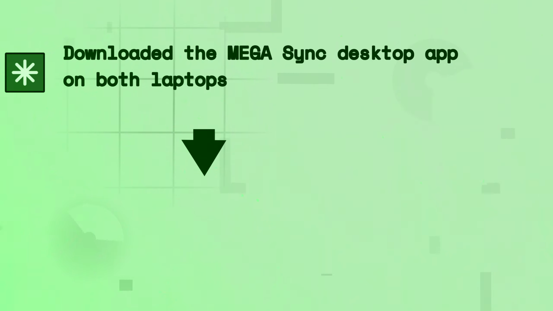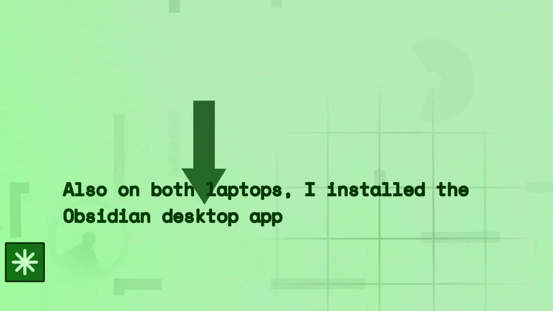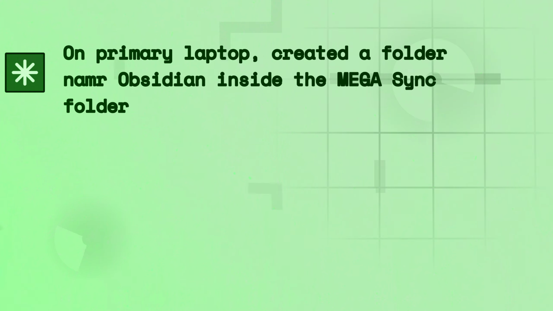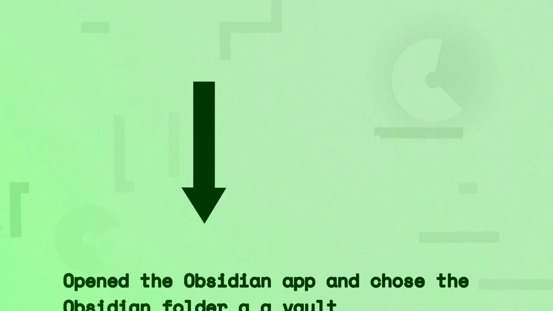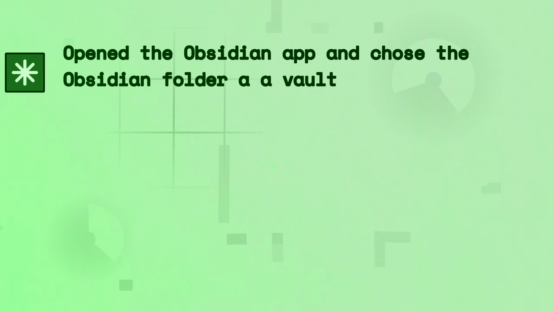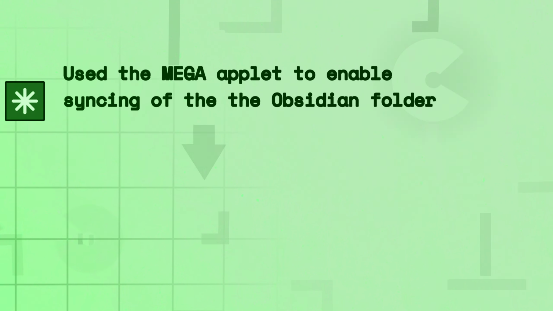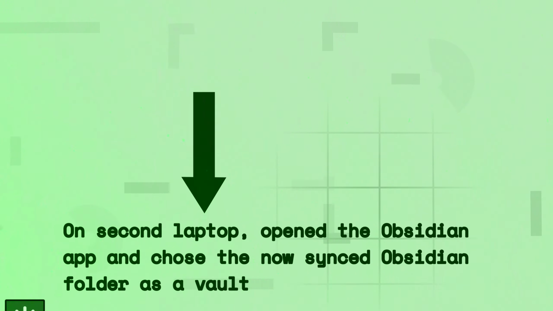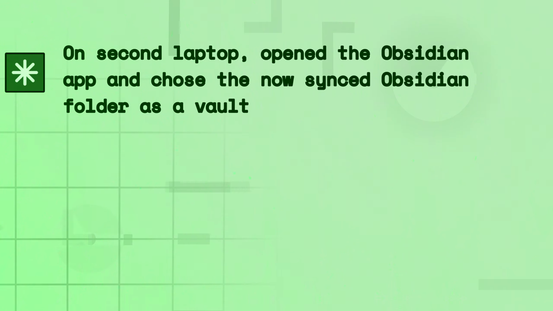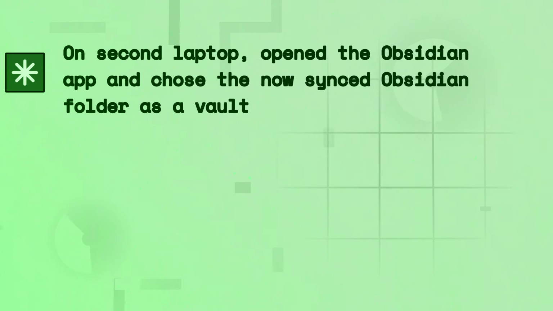I downloaded the Mega Desktop app on both my laptops. I also installed the Obsidian desktop app on both laptops. Then, on my primary laptop, I created a folder inside the MegaSync folder. I just named the folder Obsidian. I opened the Obsidian app and chose the folder as the Vault. From there, I used the Mega Applet to select the folder as a local sync folder and added a cloud folder in which I wanted it to be stored. I went to my other laptop, opened the Obsidian app and chose the now synced Obsidian folder from the cloud as the Vault. I was done.